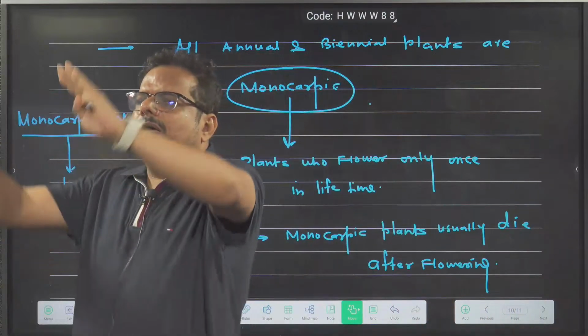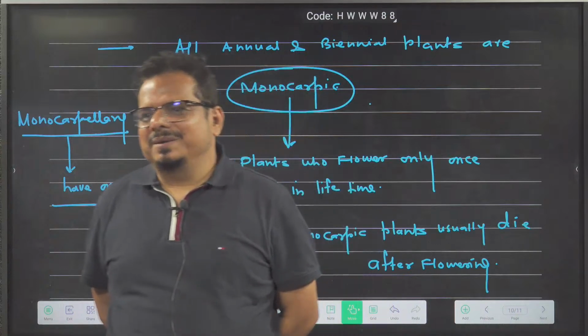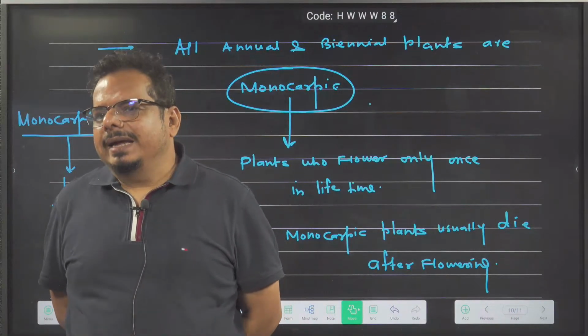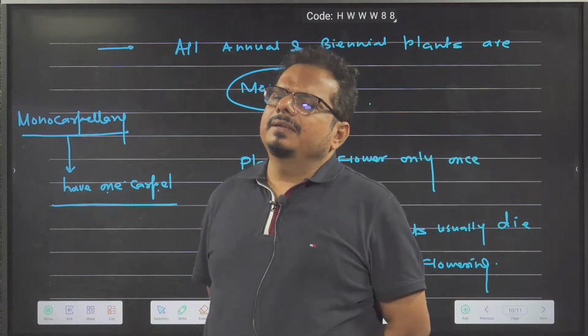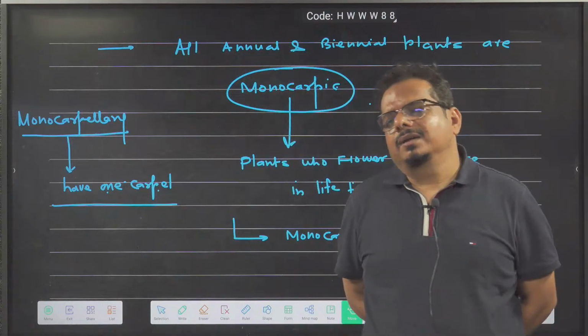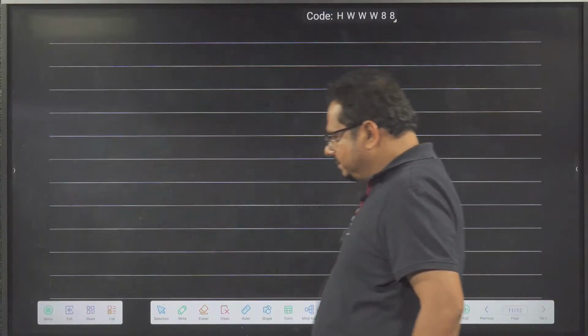Almost all monocarpic plants die after flowering. Getting the things or not? And I told you all annual and biennial plants, which complete their life cycle in 1 year or 2 years, are monocarpic. Done? Now we are coming to the perennial plant.